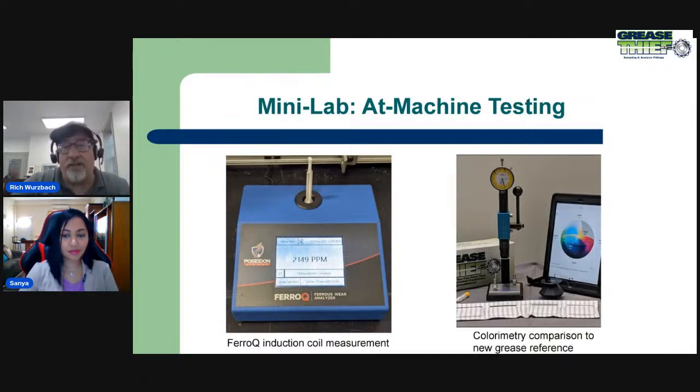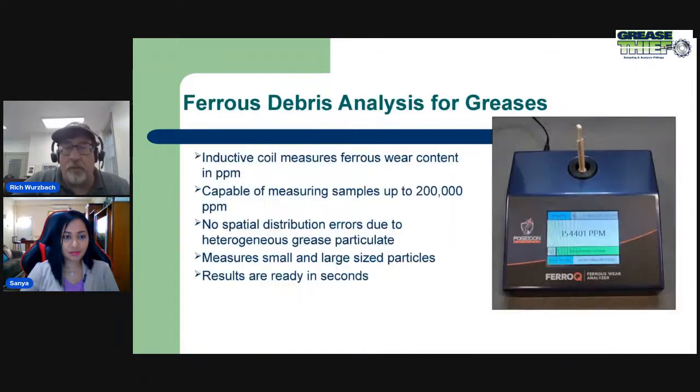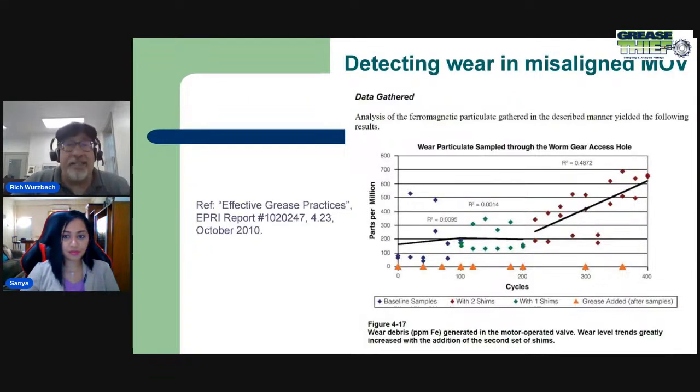So we've seen these. I talked about them in this presentation last week, but we've certainly talked about it quite a bit here with the FerroQ and the colorimeter and what it's capable of doing, up to 200,000 parts per million. No spatial distribution errors, which some other instruments do have a challenge with, and gets us up to very large particles. I did share this about the MOVs.